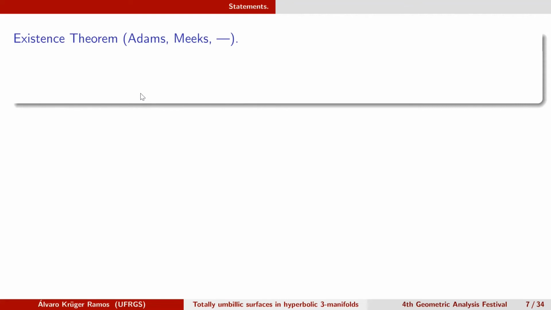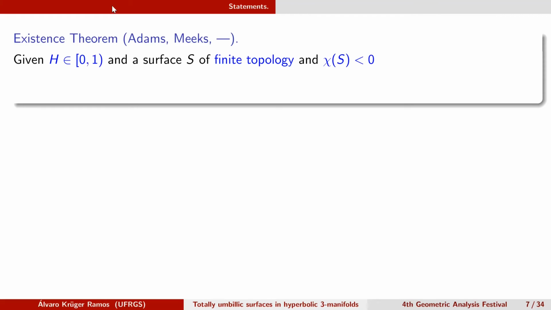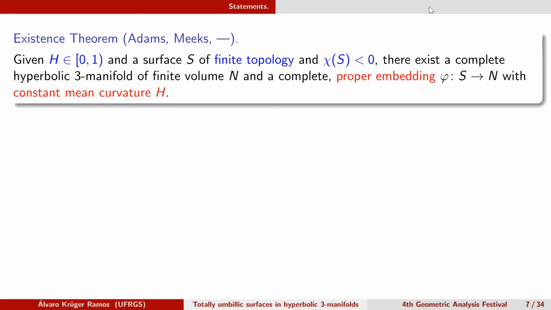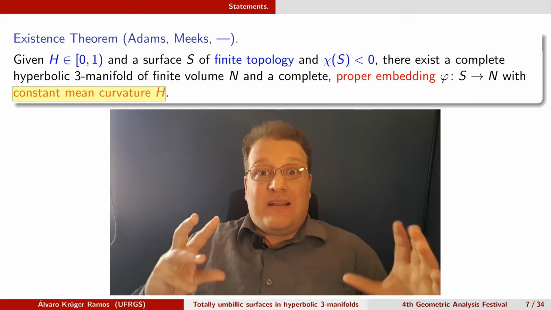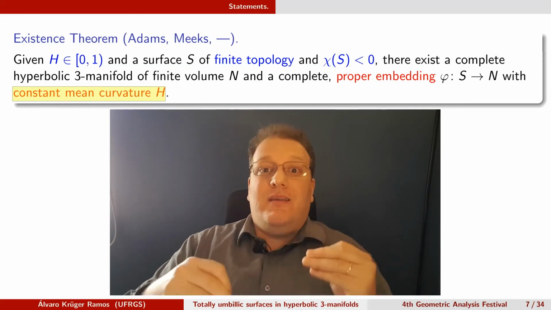The existence theorem is by Adams, Mix, and myself. Take your favorite value of h in the range (0, 1), and your favorite surface S, which is admissible in the sense that it has finite topology and negative Euler characteristic. Then we can find a complete embedding of S into a hyperbolic three-manifold of finite volume with that constant mean curvature. So this theorem actually says anything that could exist actually exists.